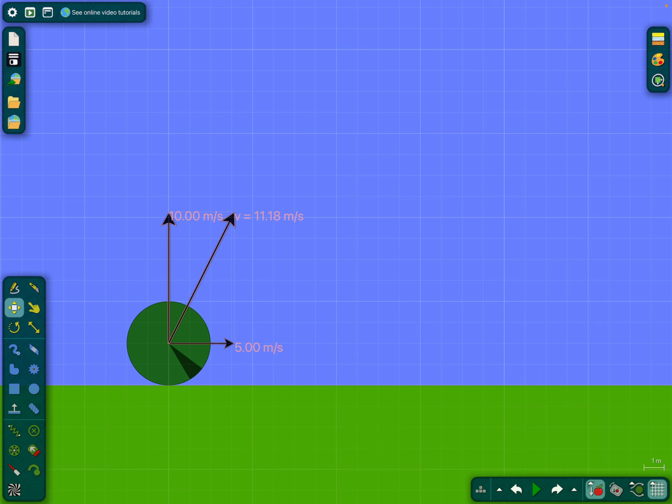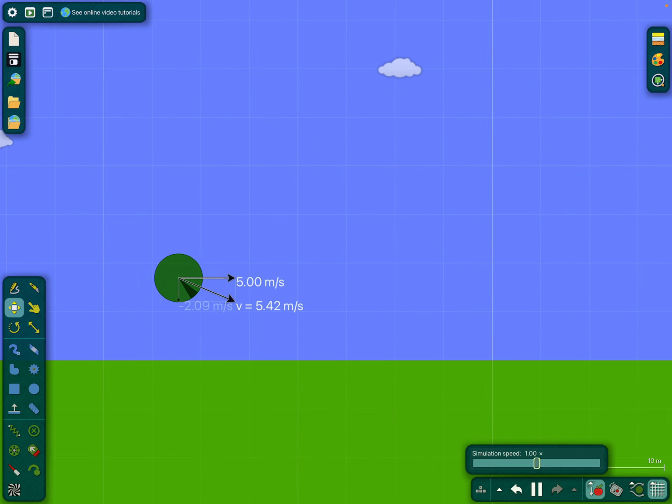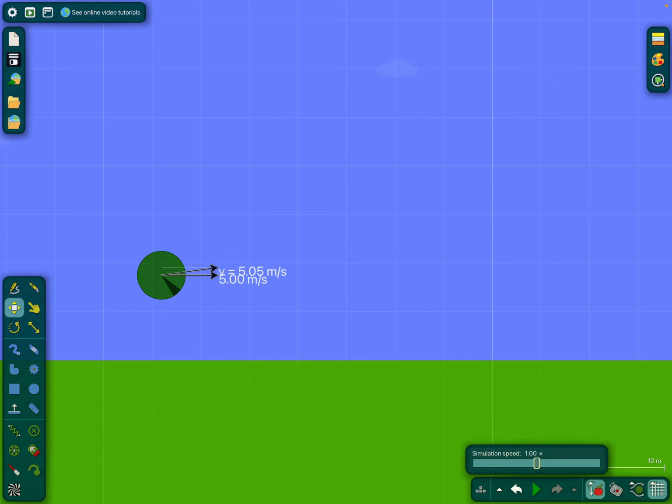The total speed of this thing is this diagonal arrow that indicates the total speed, which is 11.18 meters per second. That comes from the whole Pythagorean theorem business. But let's concentrate on these two component velocities. So we can run the simulation here, and again, notice the sideways velocity, that 5 meters per second, that's constant throughout the motion.